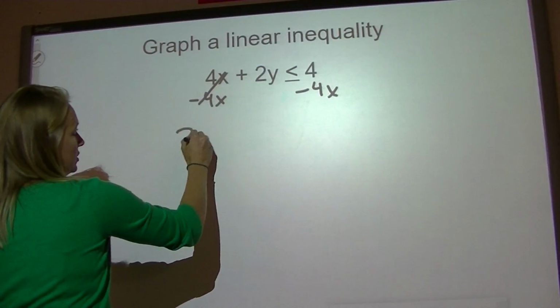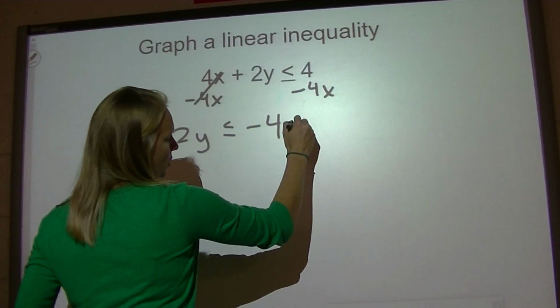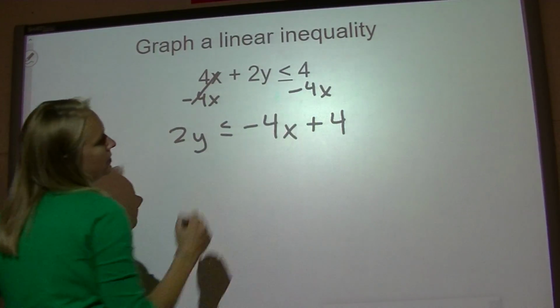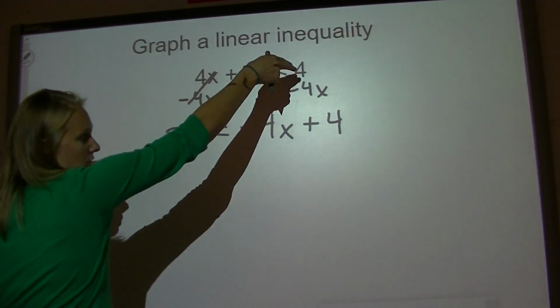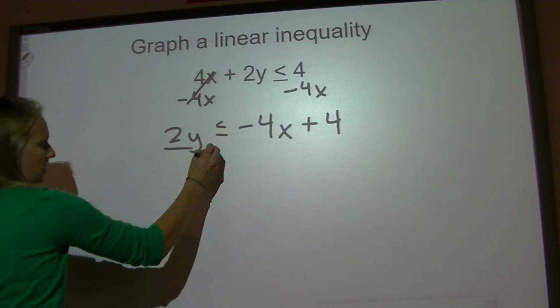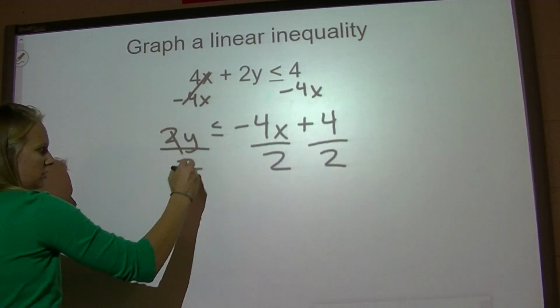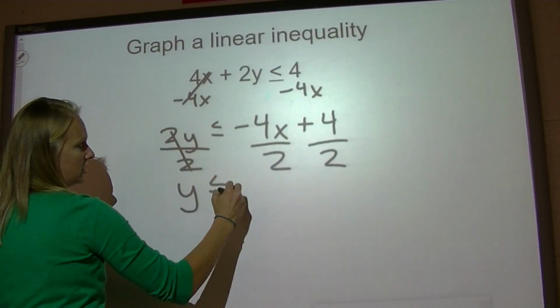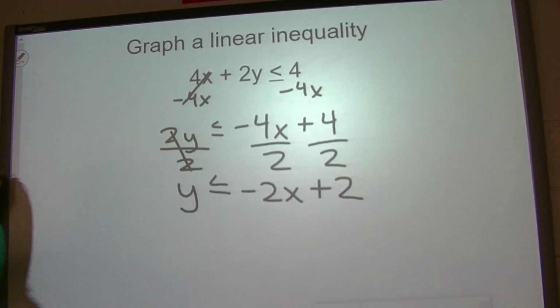So that's gone. So we have 2y is less than or equal to negative 4x plus 4. Right, because we want mx first. And these aren't like terms, we can't combine them. And then we want to get y by itself, so we're going to go ahead and divide everything by 2. So we end up with y is less than or equal to negative 2x plus 2.